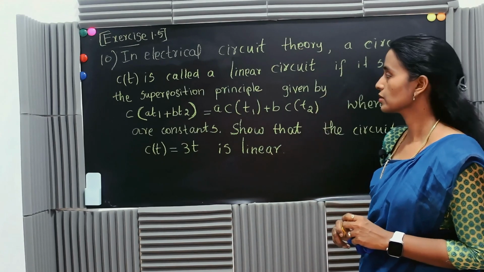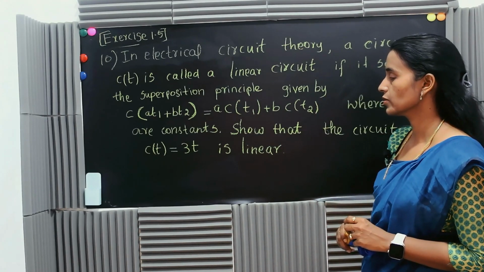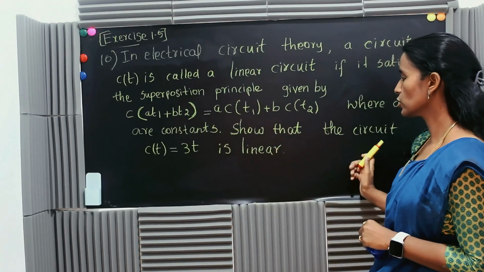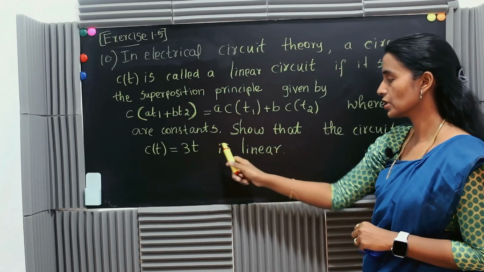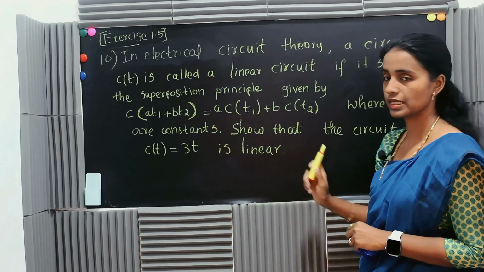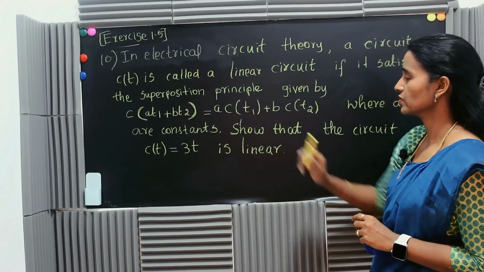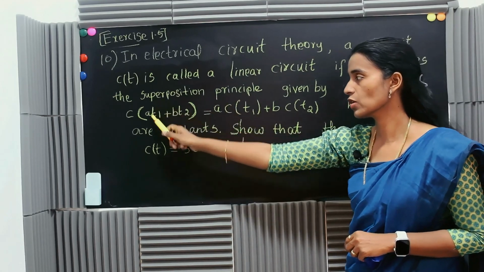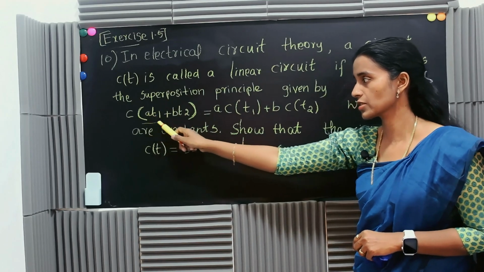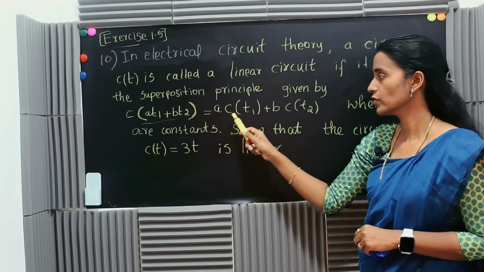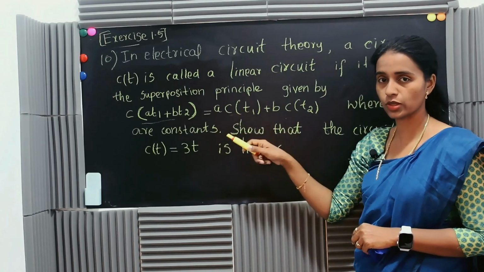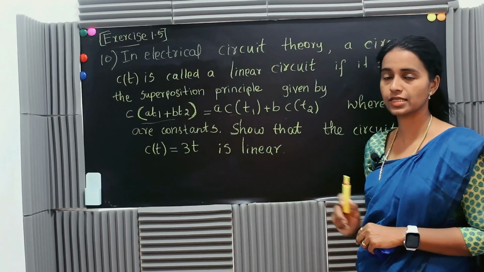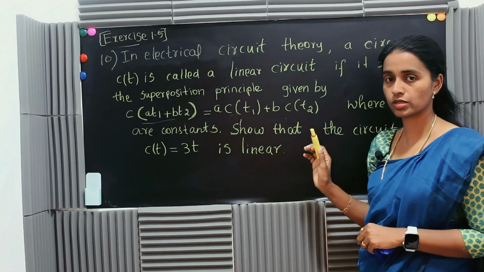This is the question. Actually, what we need to prove? We need to show that the circuit C of t equal 3t is linear. So here, this is given. We are going to solve the LHS first. After solving that, we'll be solving this one. We'll be getting an equal answer, so that this C of t equal 3t is linear. This is all about the whole concept.